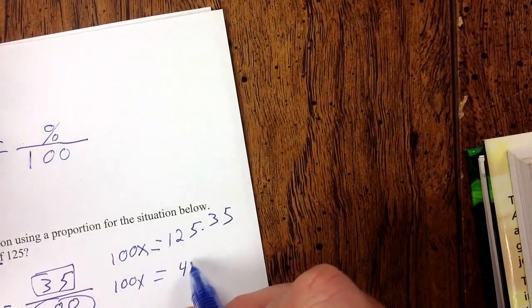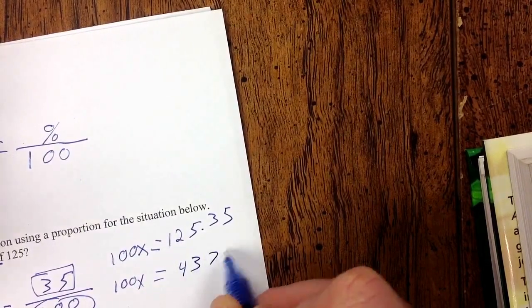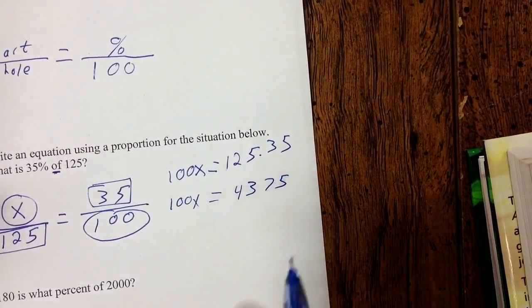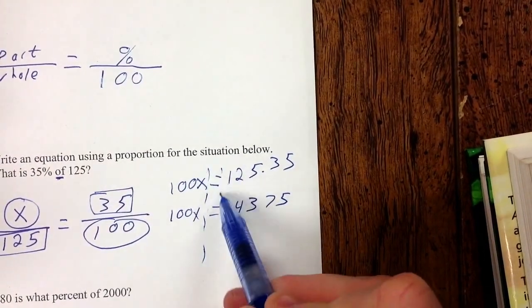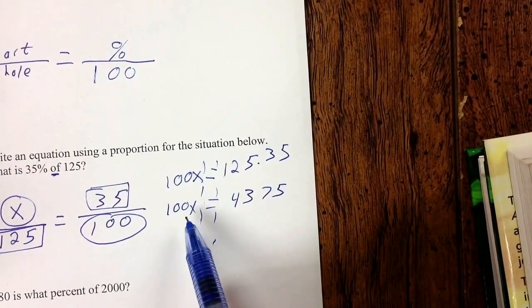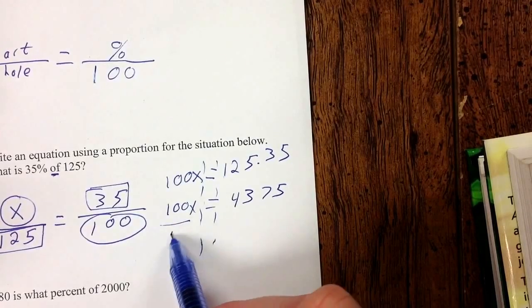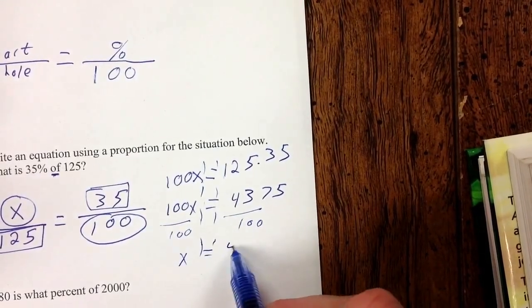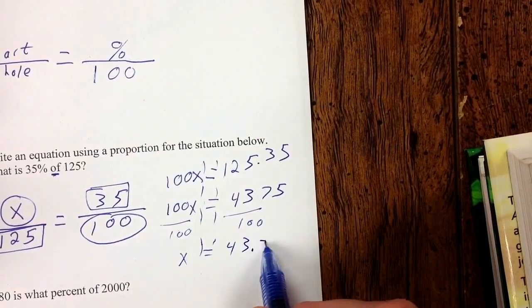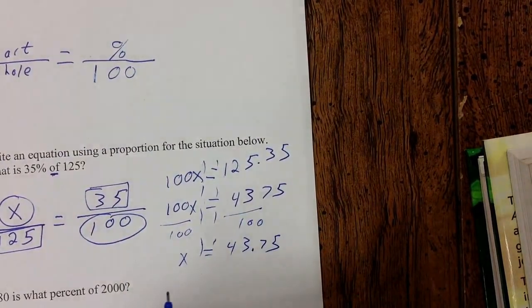And that equals 4,375. All right, now again, it's an equation, so you can almost get that idea again of this. How do I get that 100 away? How do I get x by itself? Divide by 100. And x will equal 43.75. And that's what we're looking for there.